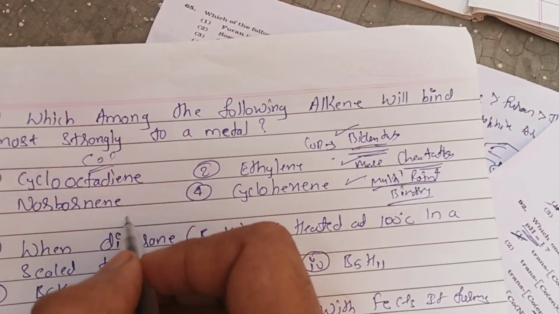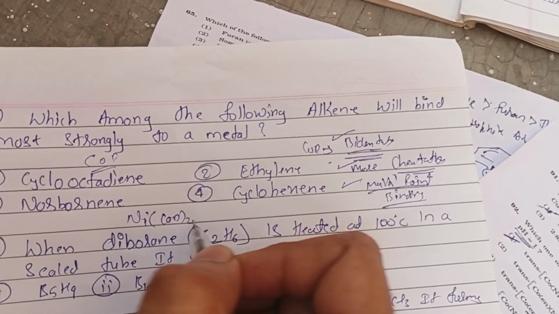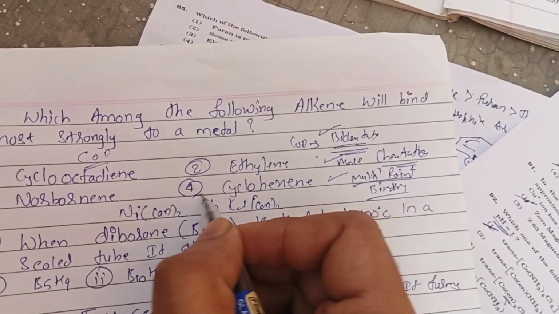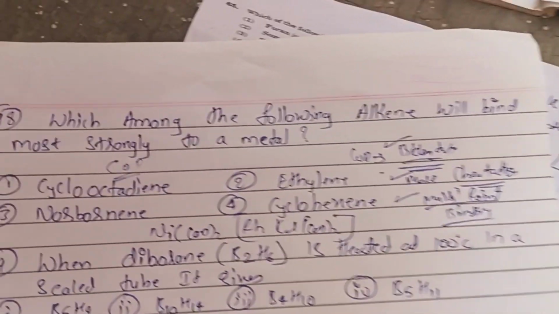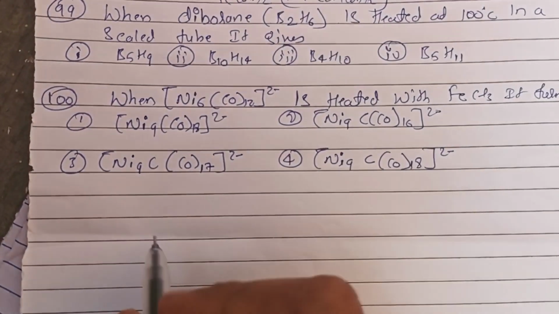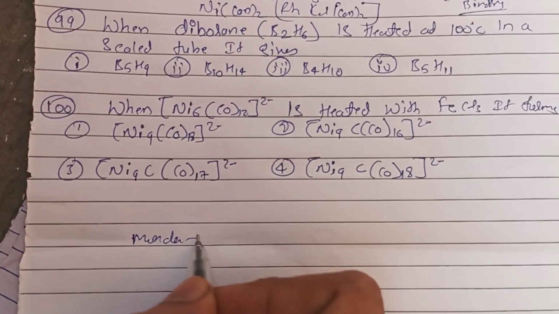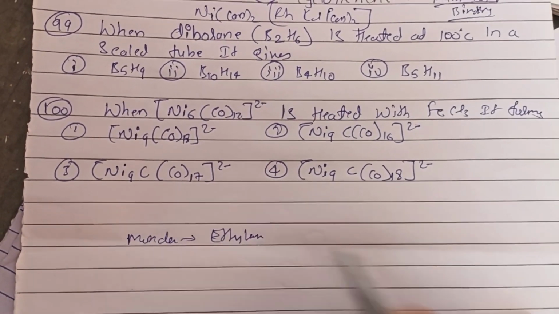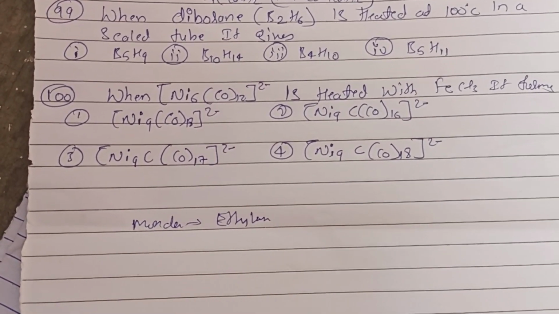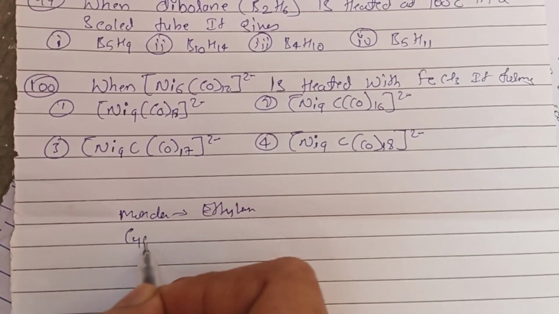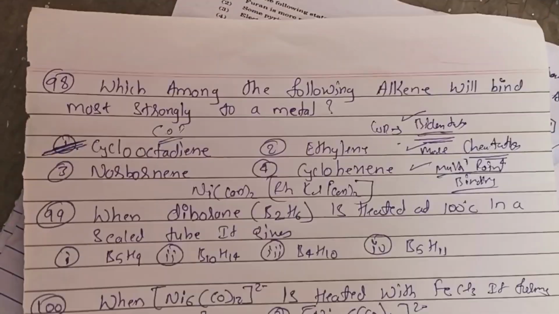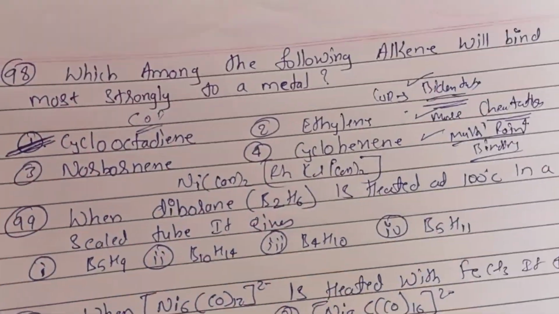Some examples are nickel bis(COD) and rhodium chloride COD dimer. So COD is the right answer. Ethylene is monodentate. Norbornene and cyclohexene bind only on one side, and cyclohexene has less pi interaction. So COD will be the right answer.